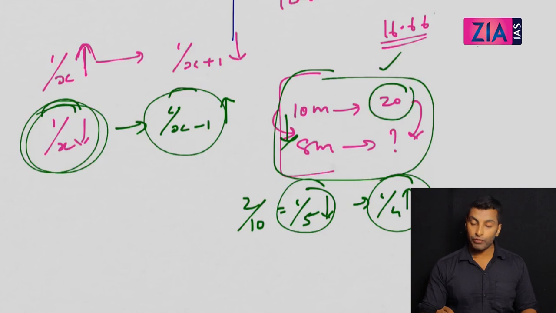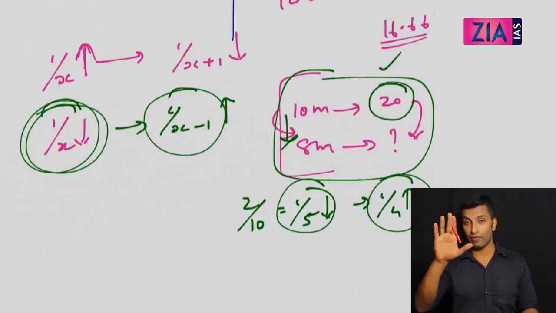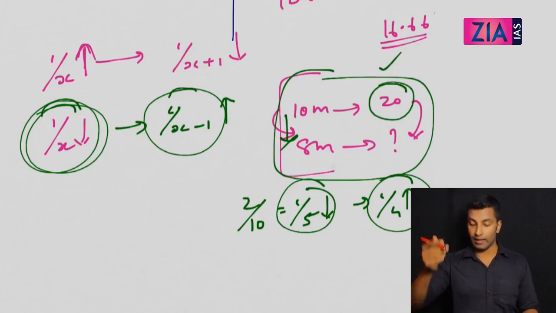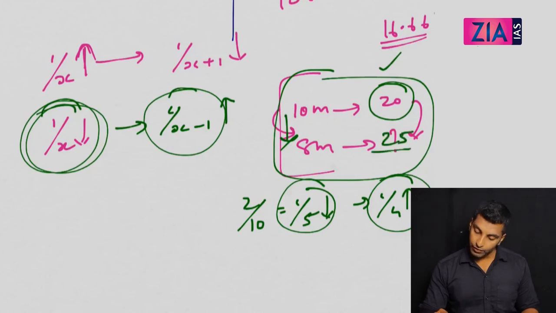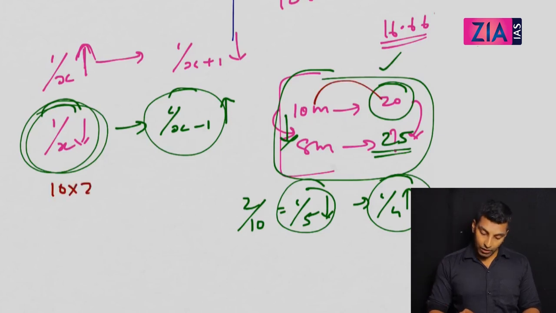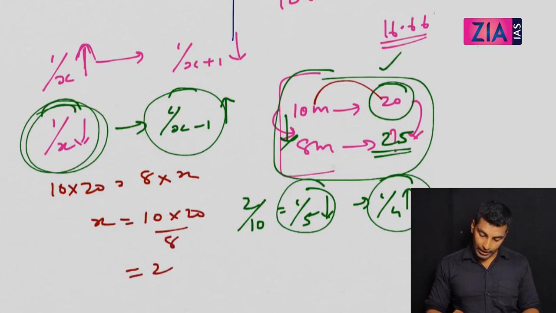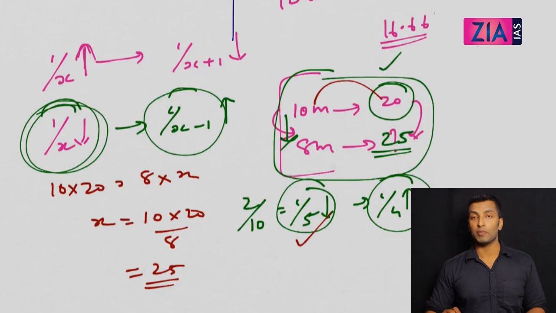So that you understood, 1 by 4. So what is 1 by 4 of 20? 1 by 4 of 20 is 5. So a 5 days increase will be there. So here you can write 25. 25 will be your answer. What is the other method? Cross multiplication, right? Man days. 10 into 20 will be equal to 8 into x. So x is equal to 10 into 20 by 8, there also you'll get 25. But this method is much better.